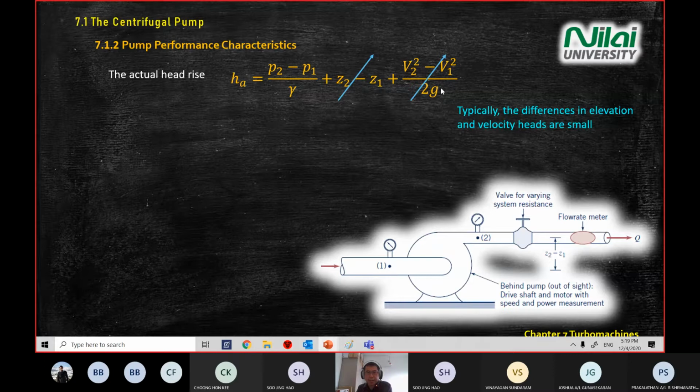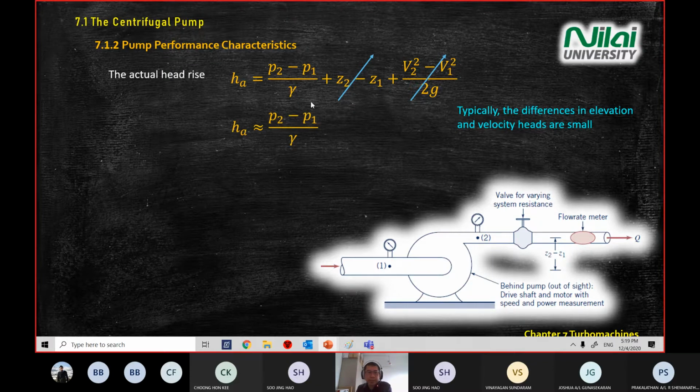To calculate the actual head rise we use this equation, but we can cancel out the difference of elevation, because in an actual scenario the elevation value is very small. The velocity difference between 1 and 2 is also small. Only different is the pressure component. Normally, when you have a pump, velocity is almost the same in and out, and only the pressure will change a little bit.